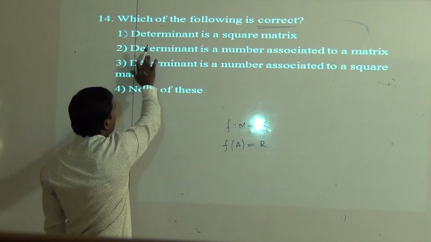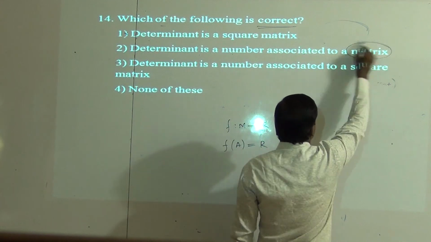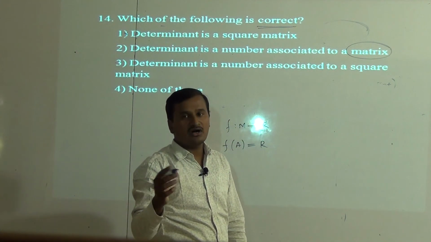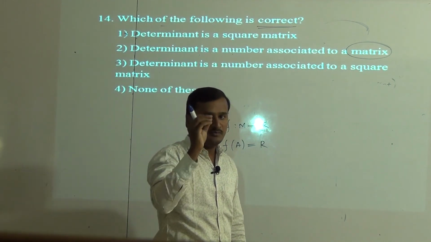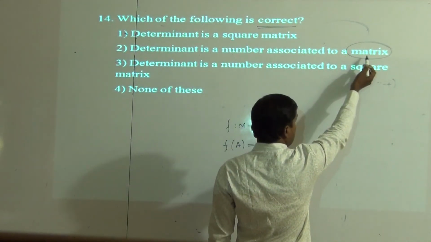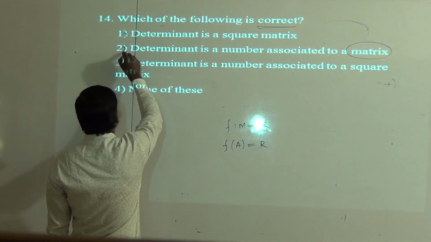Second one, determinant is a number associated with a matrix. For any matrix it is not possible to find the determinant. To find the determinant we must have a square matrix. Therefore here they mention only matrix, but it should be a square matrix. Therefore the second option is also wrong.